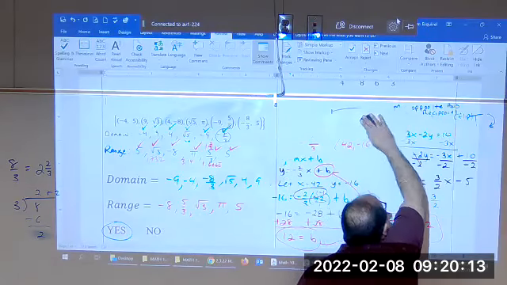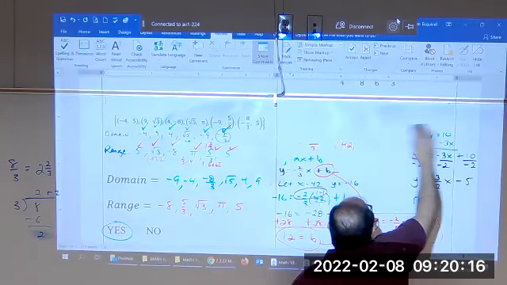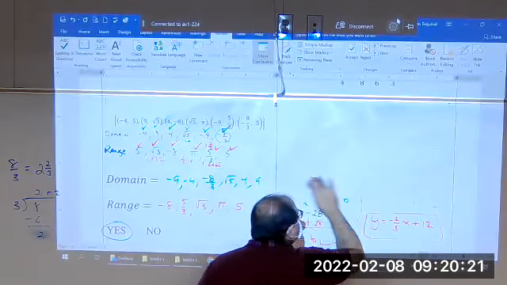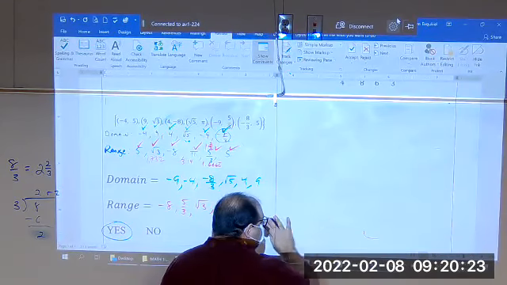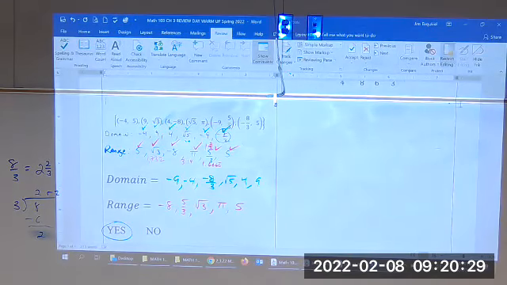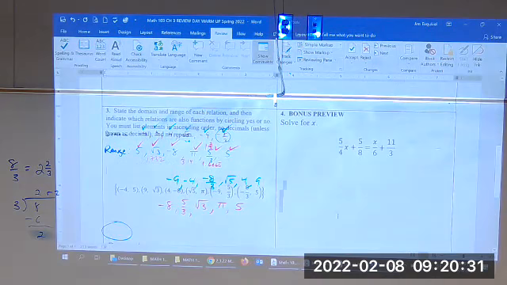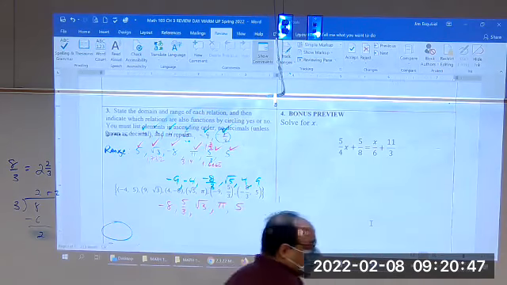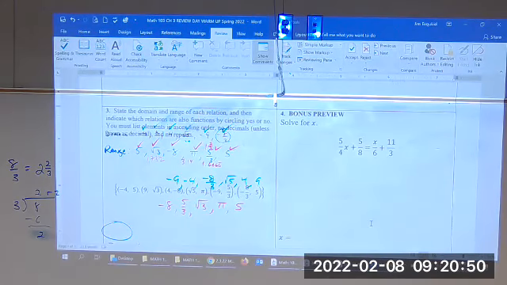And last but not least, you have a solve bonus question. Just like I showed you last week, Thursday, a solve question that has fractions. So the key to solving a problem that has fractions like this is to undo the fractions. And the way you undo the fractions is you multiply every term in the equation by the least common denominator. And that's going to undo your fraction.